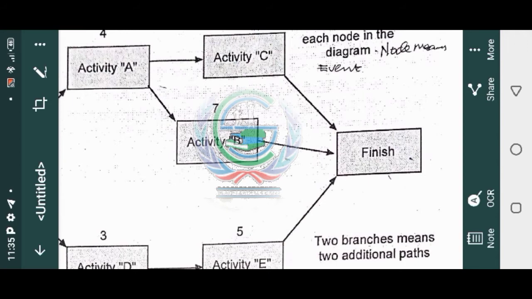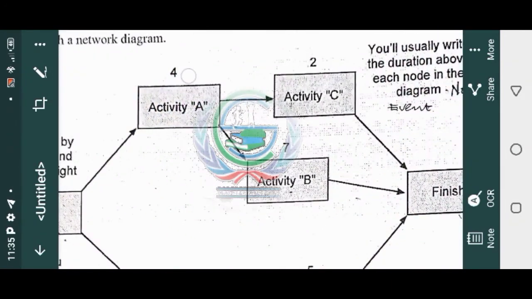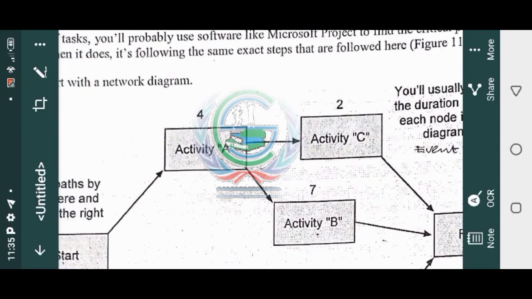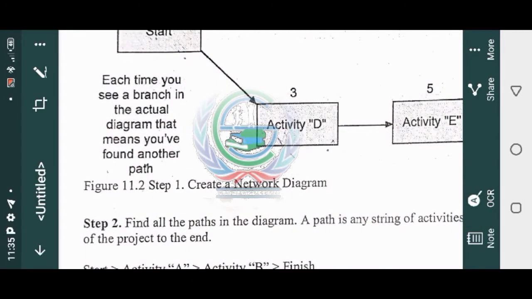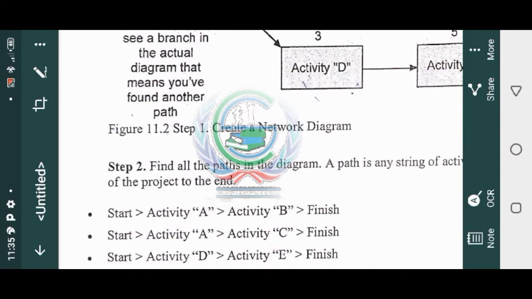So now, for me to be able to solve this properly, I have to recognize something up here. This is 4, and this is 2 here. What does this mean? This means our durations. So we must calculate the durations. These are durations. Now, step 1 says create a network diagram. Step 2 says find all the paths in the diagram. It told us that clearly. You can see now, start, it goes to activity A, activity B, then finish.